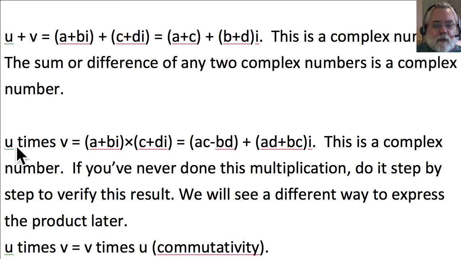We can also multiply them together, u times v. We would get a plus bi times c plus di. And if we multiply this through, which I encourage you to do, you will get a real number, a times c minus b times d, plus (a times d plus b times c) times i. ac minus bd is real, ad plus bc is real, i is imaginary, so this part is imaginary, this part is real, together they are complex. This is a complex number. If you've never done this multiplication before, do it step by step to verify this result. Later we'll see a different way to express the product.